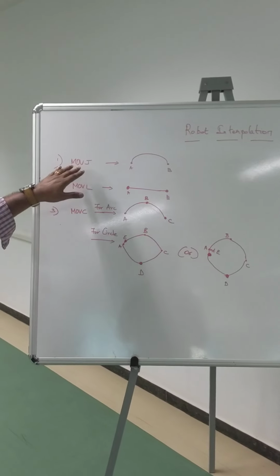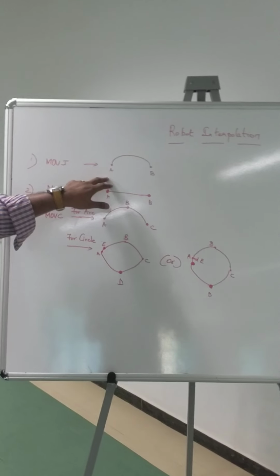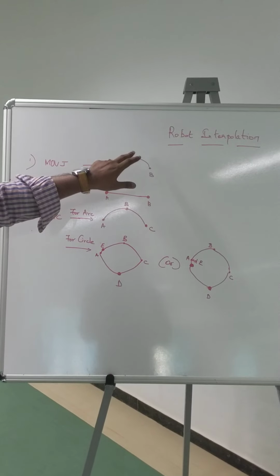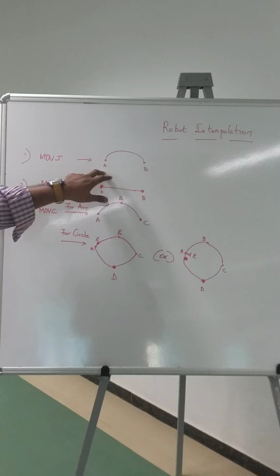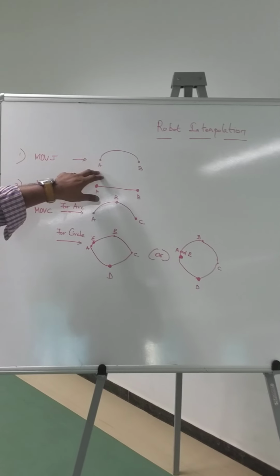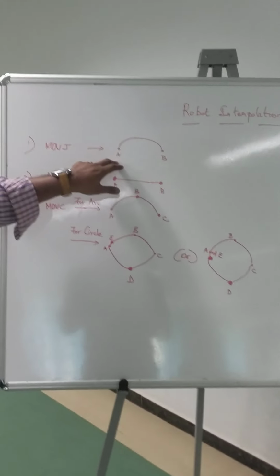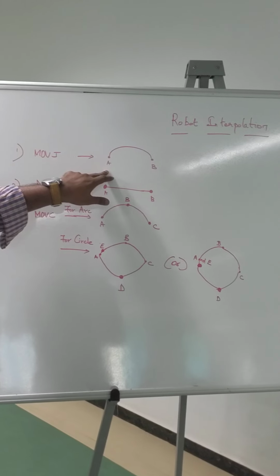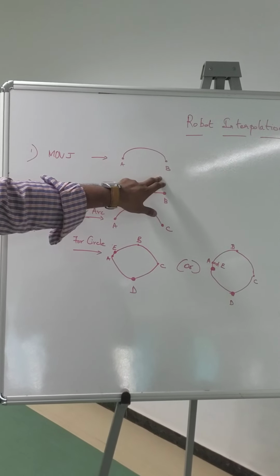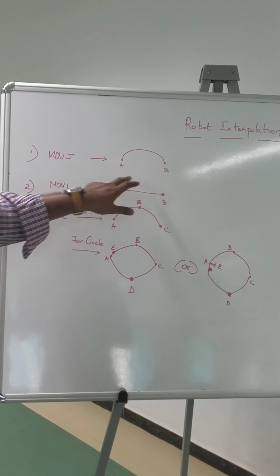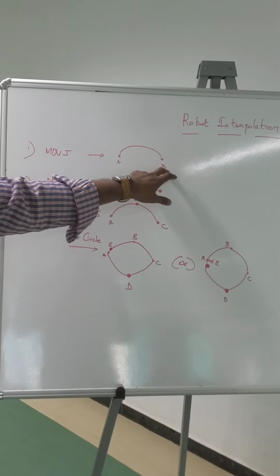For joint interpolation, we start from point A and the radius is not specified. The radius is decided by a trial and error method. So A to B, it decides itself. A to B goes in a particular radius.